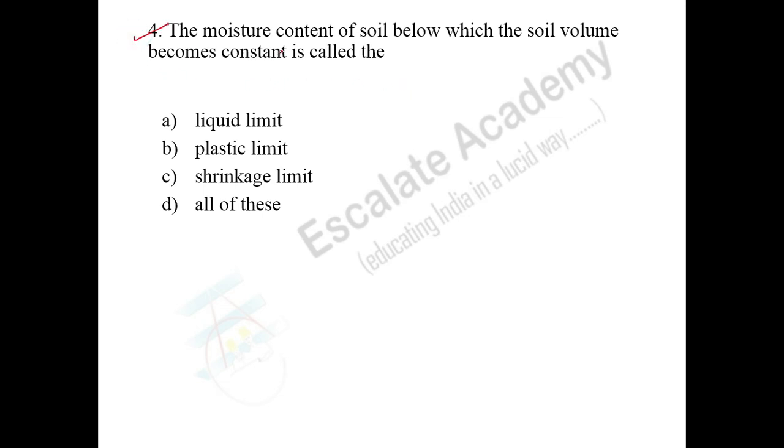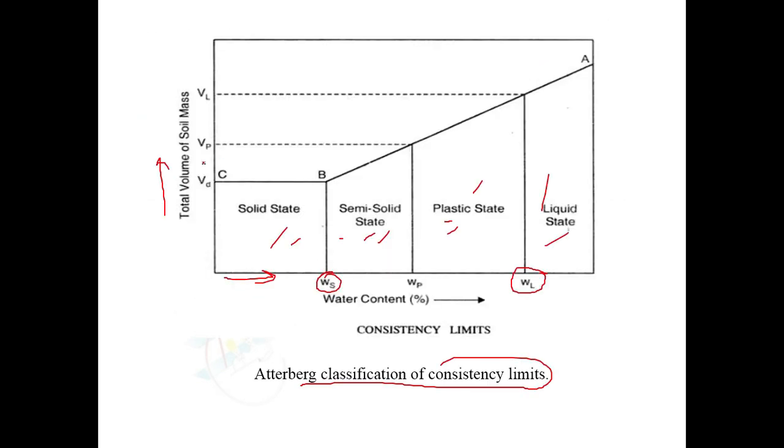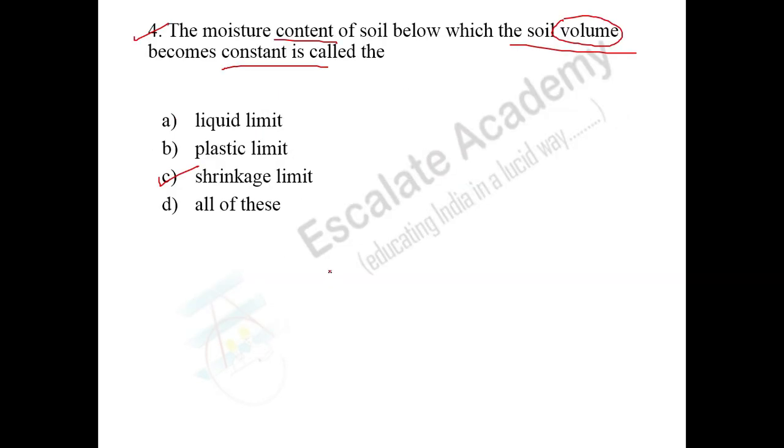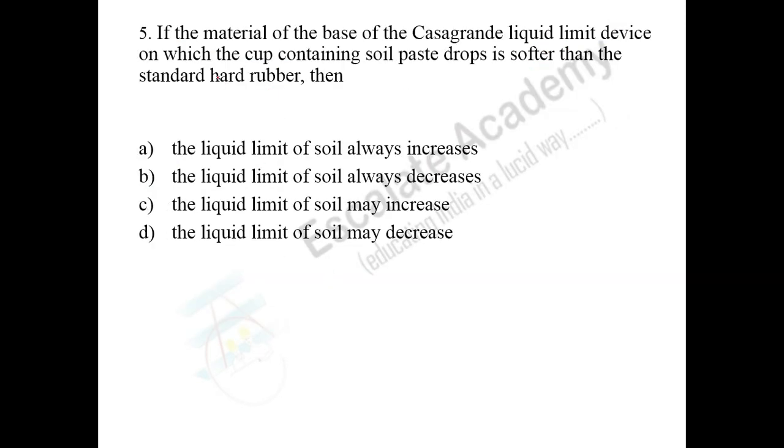The moisture content of soil below which the soil volume becomes constant. The moisture content of soil below which soil volume becomes constant is known as what? It is known as shrinkage limit. Soil volume becomes constant as we have seen in this graph. It's shrinkage limit, WS. Let's see the next question.